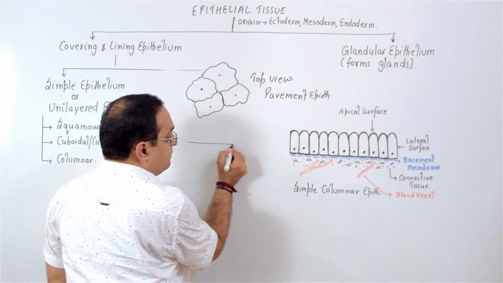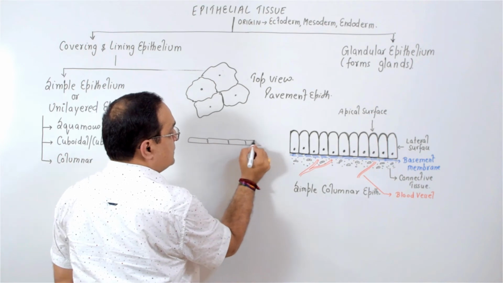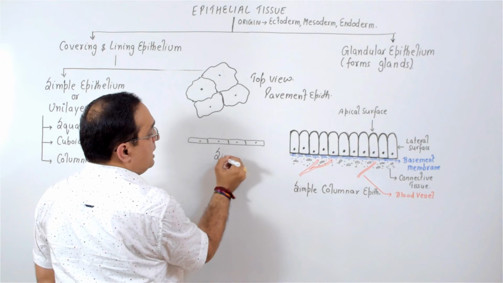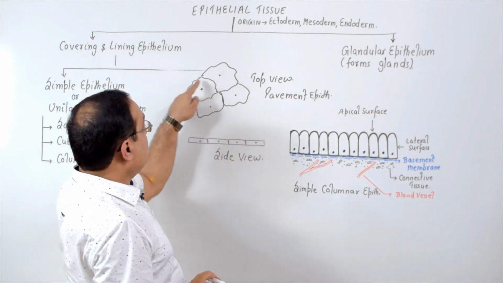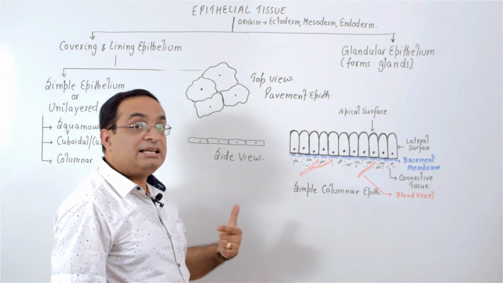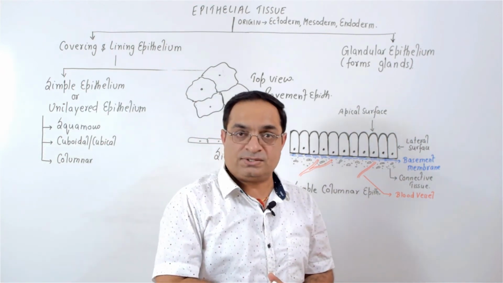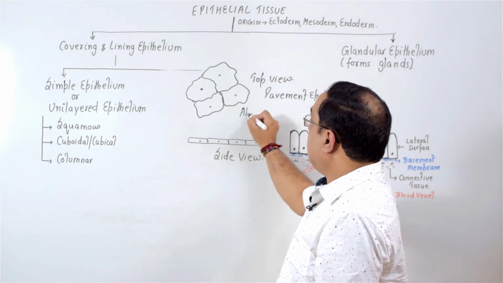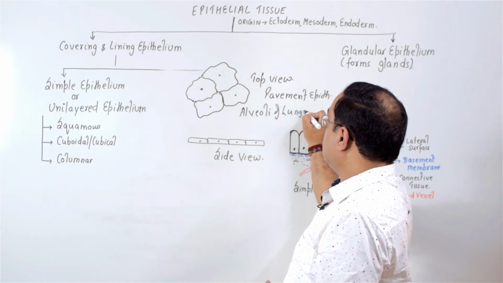If we look from the side, the side view of the cells appears like this. This is the side view of the simple squamous epithelial cells. The membrane is wavy. It's also called tessellated epithelium. Where is this simple squamous epithelium present? It is present in the alveoli of lungs for diffusion of gases.